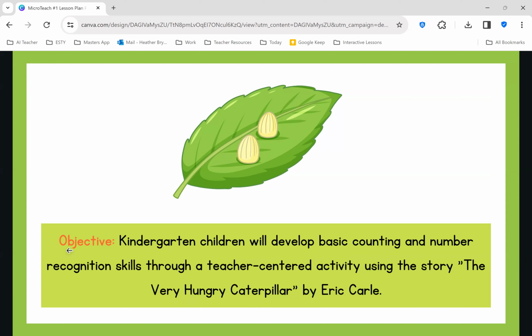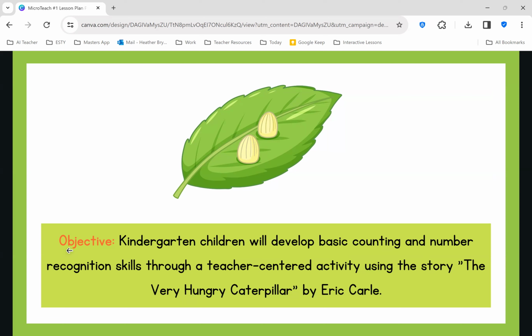So you might say, good day, everyone. Today's lesson is designed to help kindergarten students develop basic counting and number recognition skills through the story, The Very Hungry Caterpillar by Eric Carle. By the end of this lesson, now this is you talking to other teachers on how to employ this lesson, students should be able to count a group of objects and represent numbers of objects with a written numeral.